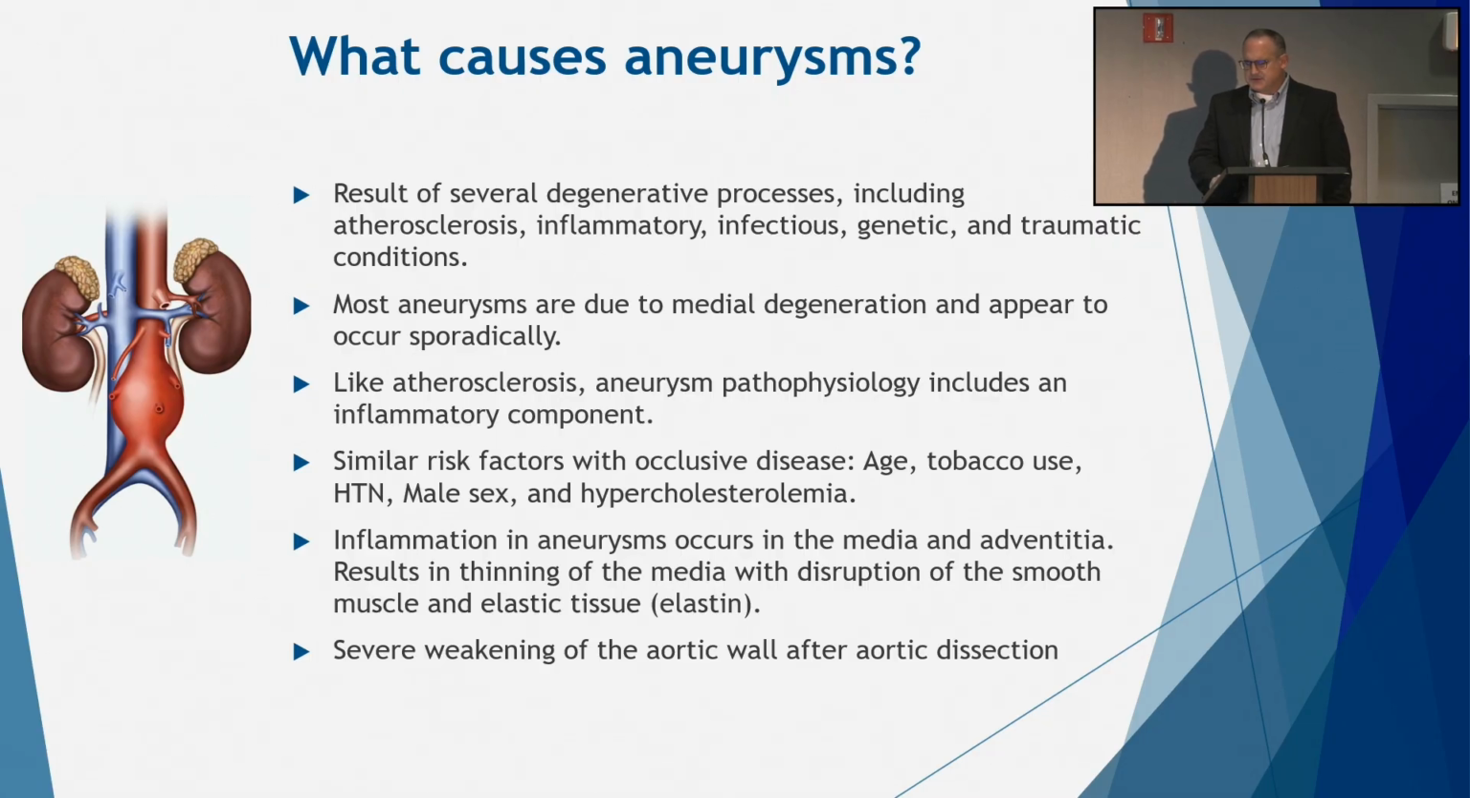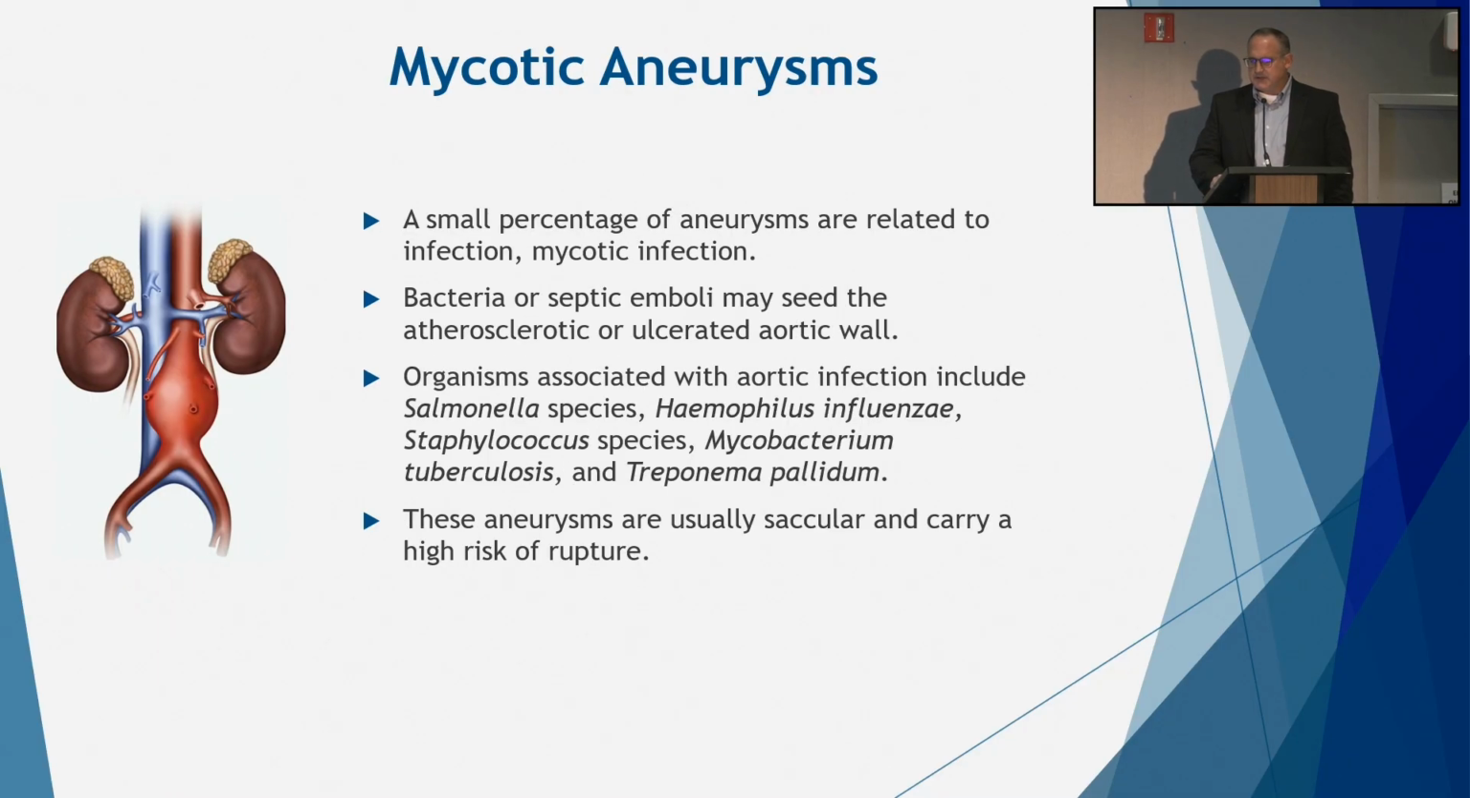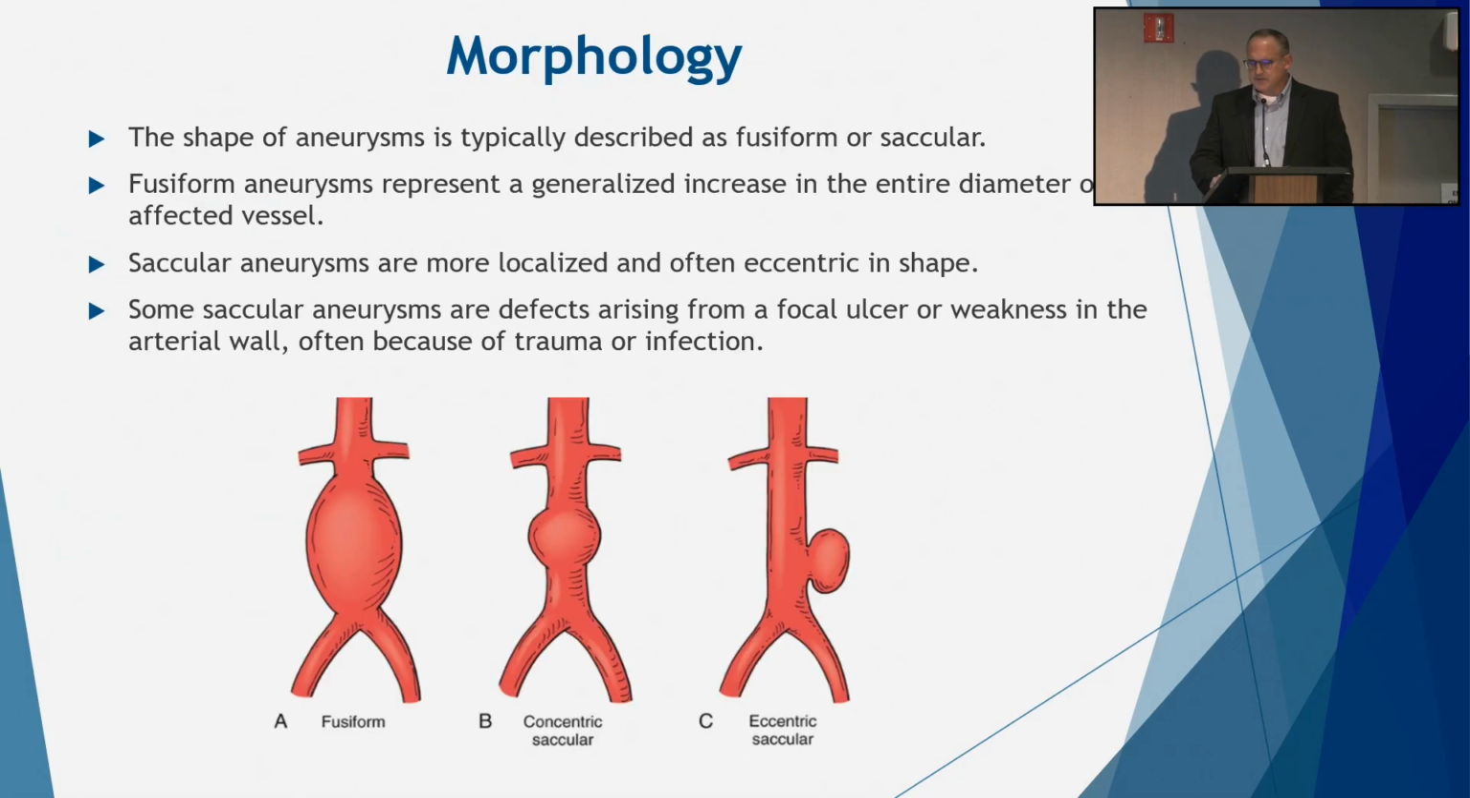The risk factors we see are the same as for atherosclerosis as well. And we know that inflammation does occur in the media and adventitia layers, which causes severe weakening of the aortic wall. Genetics can also play a large role, up to about 20%. We see it in families. And then there can also be an infectious risk, and those are very, very difficult cases.